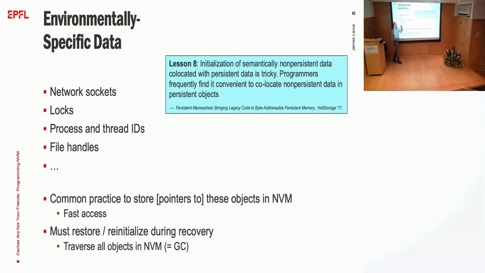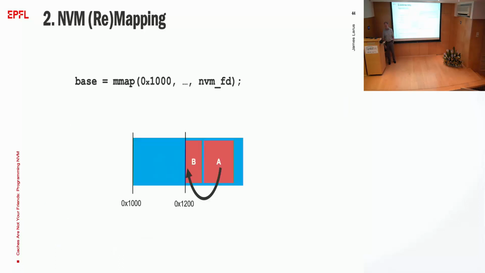And I quote from a paper with a group from Oracle that looked at porting memcached to non-volatile memory. What they said is basically that initializing the non-persistent data is tricky. The programmers find it convenient to store the two together, and we don't find it very convenient to separate the two. So, I'm a programming languages guy. This has got to have a programming language solution, and it will.